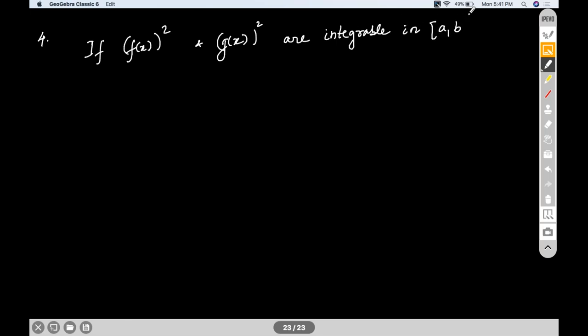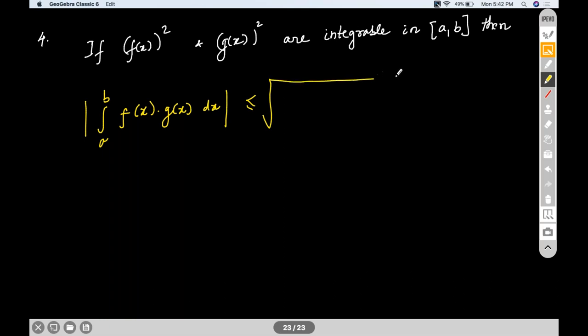Let us move on to the last of these inequality properties. This property says that if f of x square and g of x square are integrable functions in the interval a to b, then mod of the integral of the product f of x into g of x will be less than or equal to under root of the integral from a to b of g square dx.